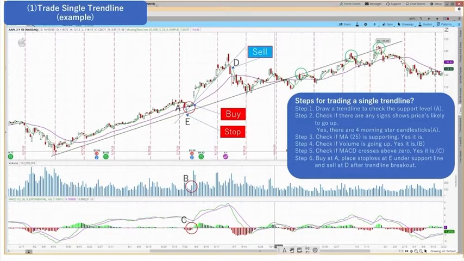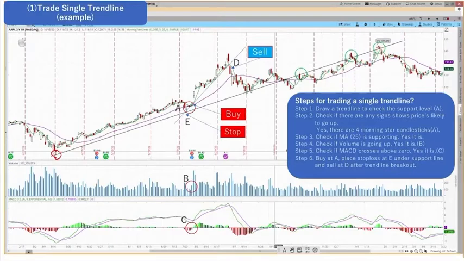This is an example. Okay, so first step, we are going to look for the support levels and the resistance levels on this chart. Okay, and then we draw the trend line, and afterwards we try to find out the chance to trade. Okay, let's start from this point.